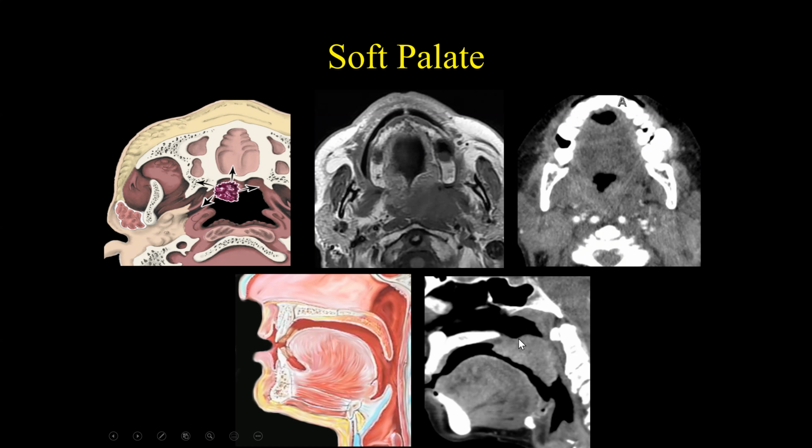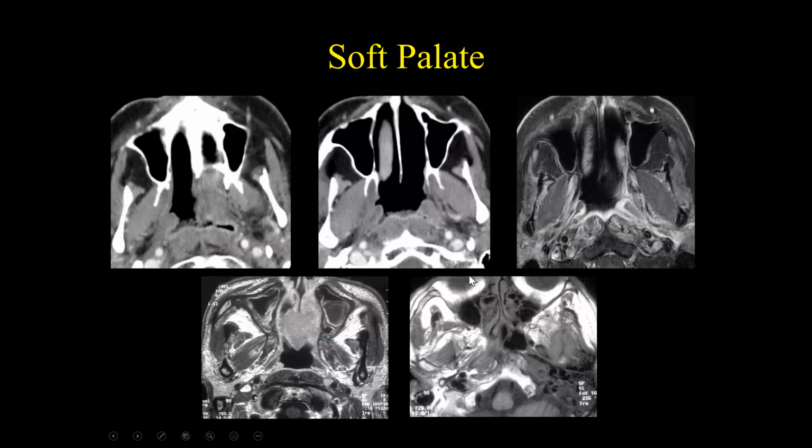On the sagittal images, we can see the same patient with a nice reconstruction demonstrating this very bulky soft palate carcinoma. Now, soft palate carcinomas can be pretty well seen on clinical examination, but what's oftentimes hard is to look at that superior extent. It's sometimes hard to get that endoscope around the soft palate to see that superior extent.